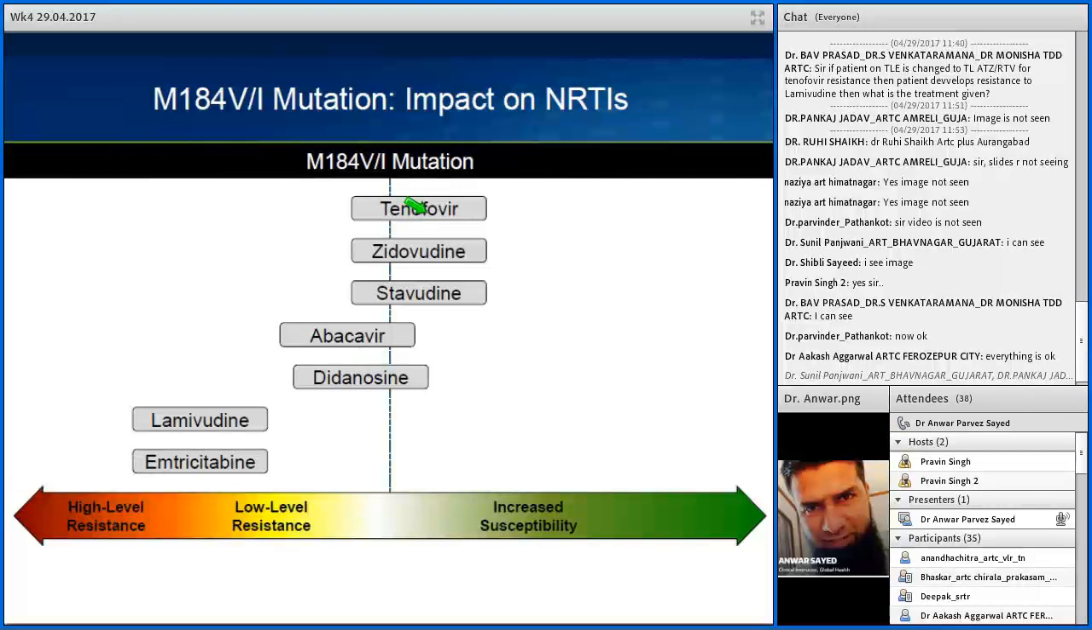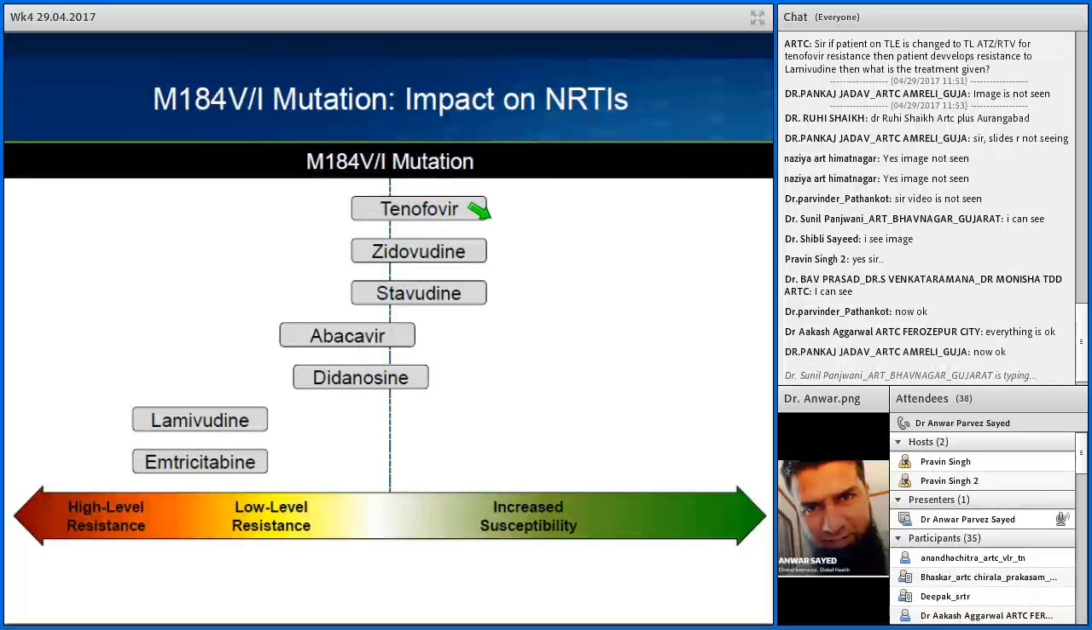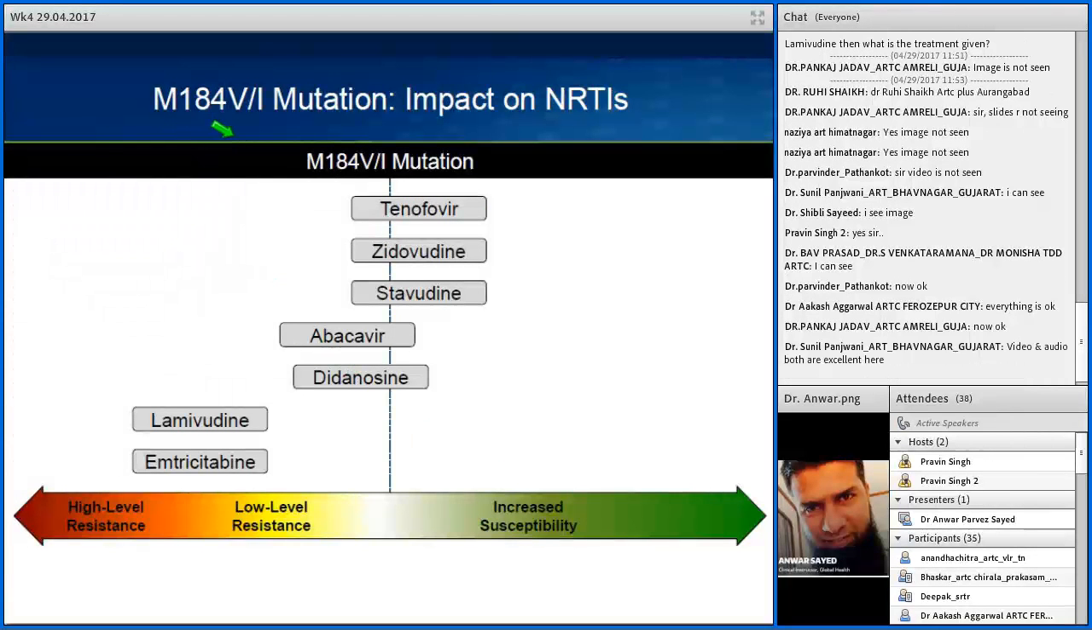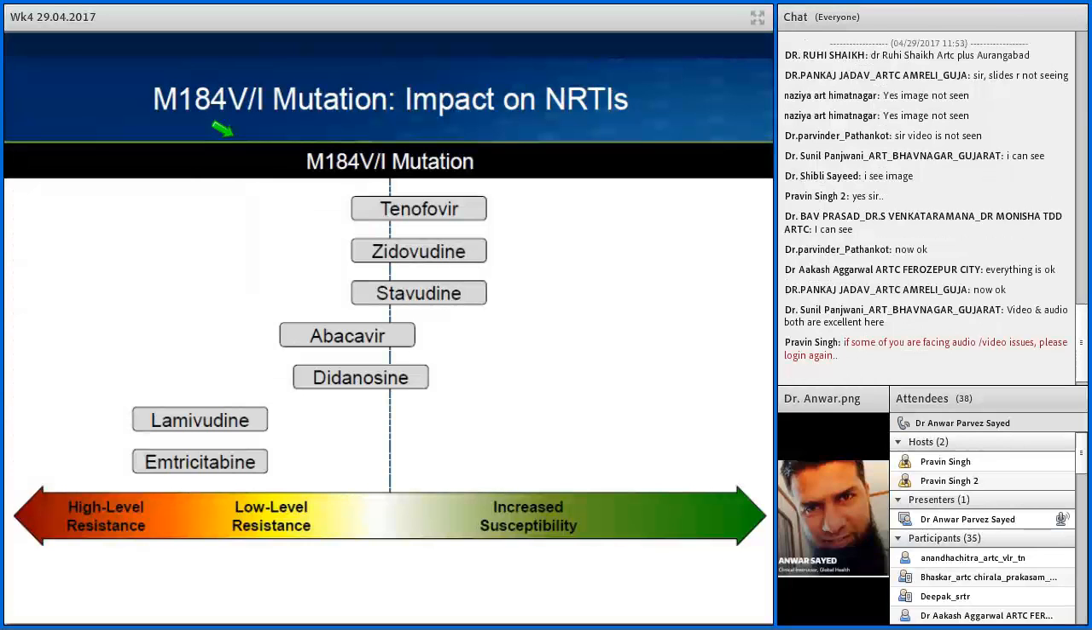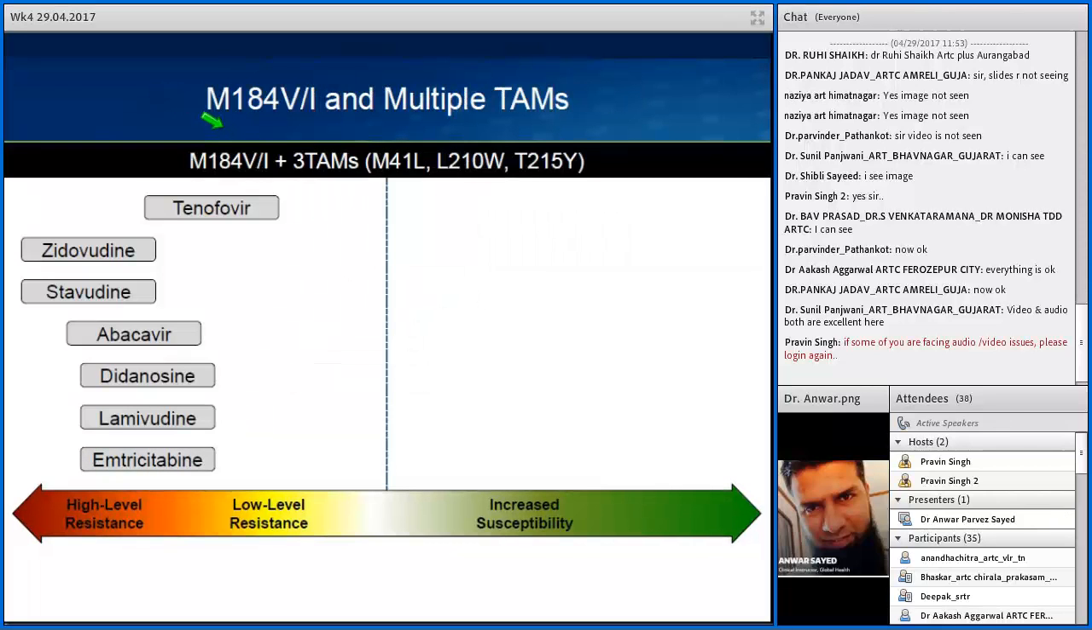What is the advantage? Advantage is this. Tenofovir, Zidovudine and Stavudine have also shifted to the right. That means their susceptibility is increasing in the presence of M184V or I mutations. I hope you are with me on this. Again, I'm trying to explain with very basics. You can see with this picture how the development of mutation affects the susceptibility of drugs. Now let's combine M184V with multiple TAMs.